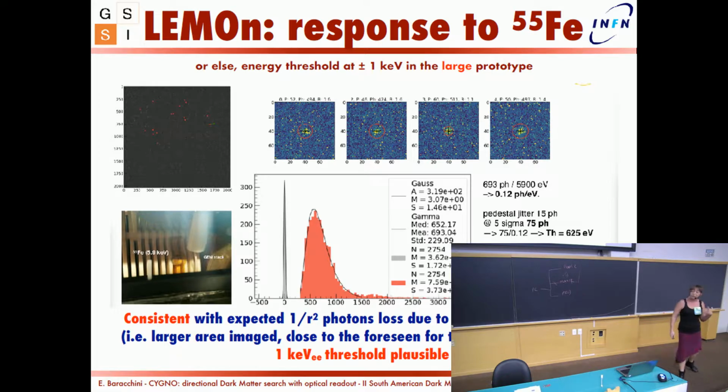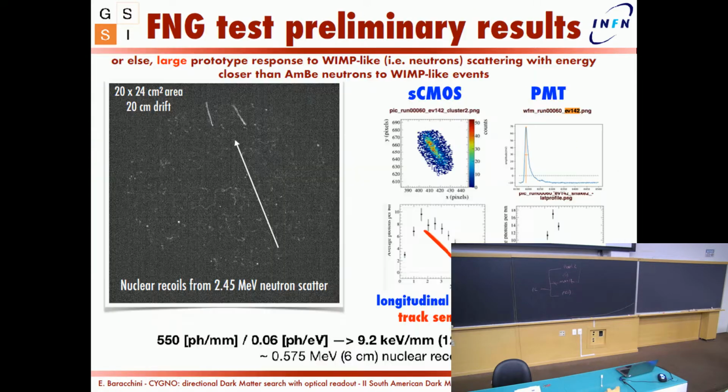Again, this is the result on the large prototype for the energy threshold, still with iron-55, and again, without going into details, it is consistent with what we were expecting because of the different dimensions, and it also indicates that we will have a 1 keV threshold on the final detector. We also did a test with a neutron gun, and we verified our sensitivity to low energy neutrons, which are much closer to the expected energy that we have for a WIMP-like event.